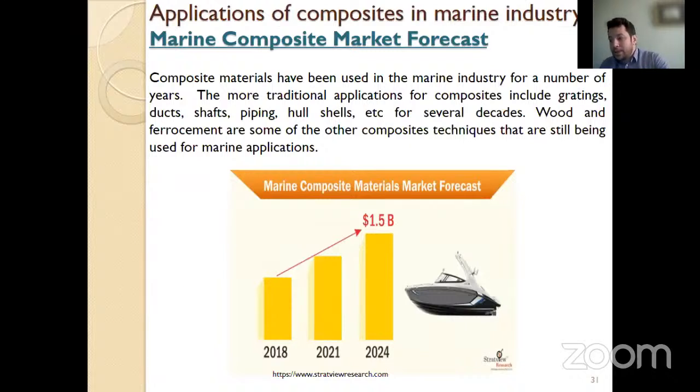So the market: composite materials have been used in the marine industry for a number of years. The more traditional applications for composites include gratings and ducts, shafts and piping, hull shells, etc. For several decades, wood and ferrocement are some of the other composite techniques that are still being used for marine applications. The market for composite materials is heavily governed by the global economy, as well as the economics they offer compared to competing materials. With conditions ripe and favorable, it is expected, as you can see from the figure, that the marine industry will consume composite materials to the tune of $1.5 billion in 2024, charting an annual growth of over 5% during the next 5 years.